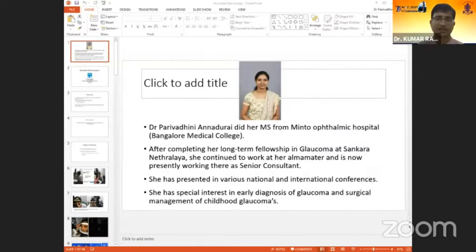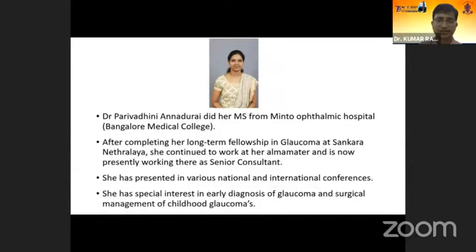She is from Shankar Nethralaya, Calcutta, Chennai, and I have known her since her postgraduate days because fortunately we are from the same institute, Bangalore Medical College, Minto Hospital, and later she did her fellowship in Shankar Nethralaya, and she has numerous publications and presentations in different forums, and she's a favorite teacher at her current institute. So let's learn accurate gonioscopy from Dr. Parivardhani. Thank you, Ravi.